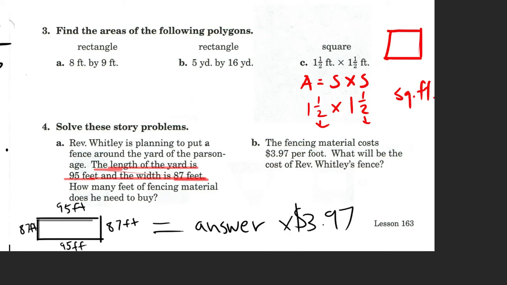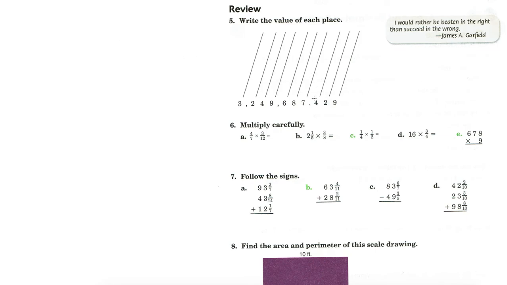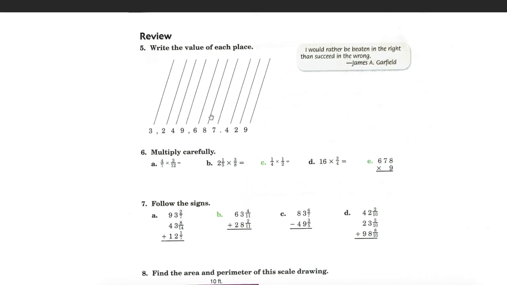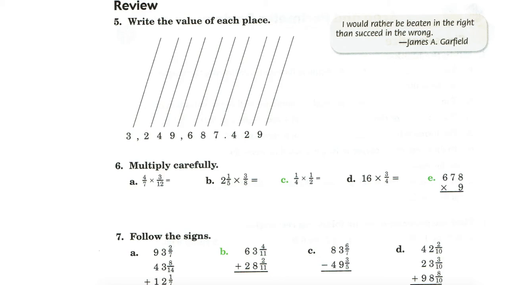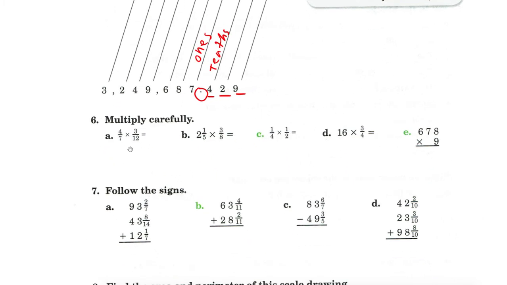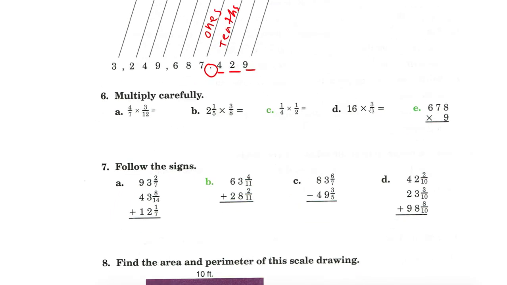Okay, so that's the first page there. All right, so here you're just writing down the place value. Keep in mind that this is a decimal point here. So what would this be? These are all decimal, fraction place values. So this is the tenths place, right? And this one here, 7, will be the ones place, and so on. Multiply carefully, 4/7 times 3/12ths. I think you should be able to do this.